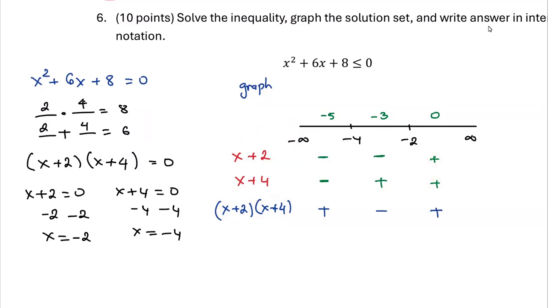All right. So that means in this section, or that interval, I get positive. In that interval, I get positive. And in that interval, I get negative. You see that? What they asked me is negative, right? Less than or equal to 0 means negative. So the answer would be -4 to -2. Remember, we get an equal right here. So we use a bracket.